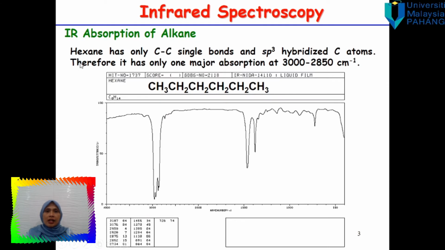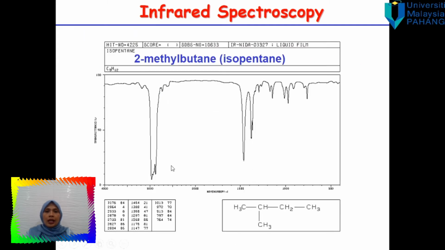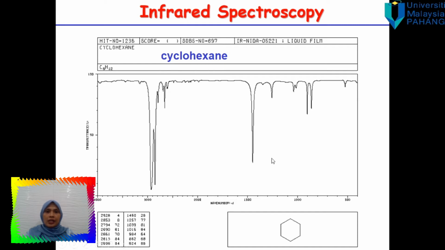Next, the absorption example for this molecule. As we can see, this is the signal for C single bond C. This one is for C-H sp3. And the same goes to this one: this is a C single bond C, and this one is C-H sp3. We can see the same for cyclohexane also: C single bond C, C-H sp3.